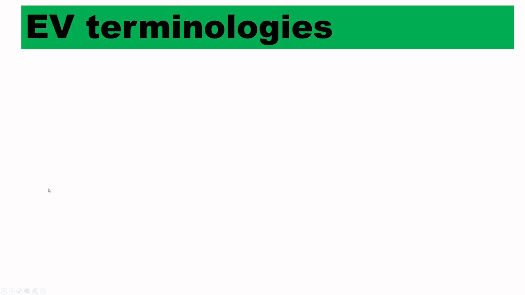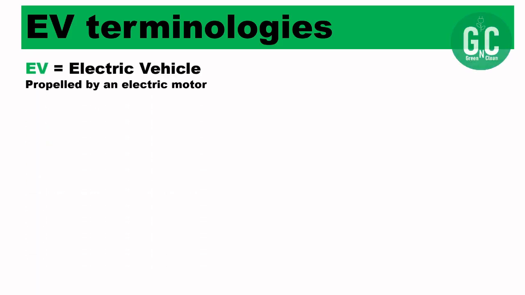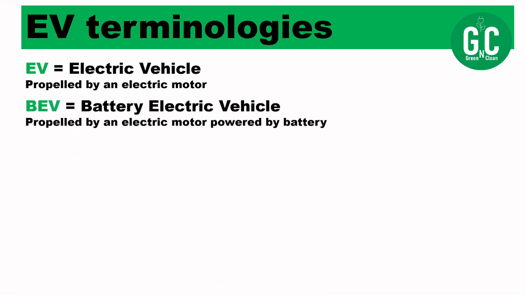Let's get started. EV stands for electric vehicles, but there are more than one type of electric vehicles. BEVs are called battery electric vehicles. These are vehicles that are propelled by electric motor which is powered by a battery. There are no internal combustion engines in these vehicles.